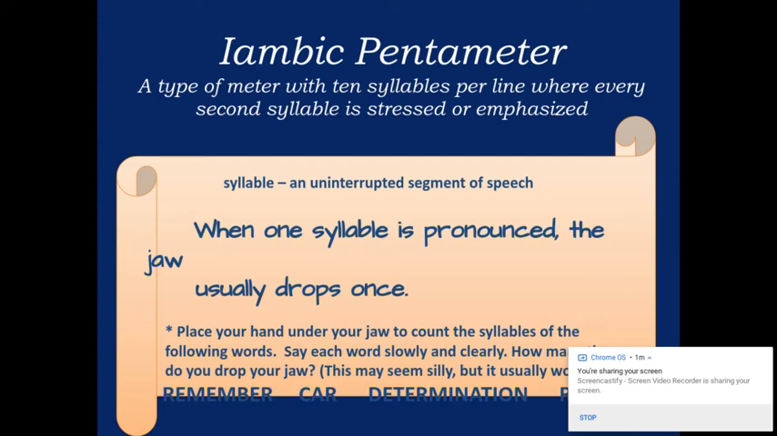So here's a couple we can look at. Place your hand on your jaw while we practice. If we do car, it's one. Now I had to double check myself on this next one. Let's do determination. Again, have your hand under your jaw. You might look silly, but that's okay. Determination. How many syllables are there? Let's count them. 1, 2, 3, 4, 5. So that's 5 syllables.